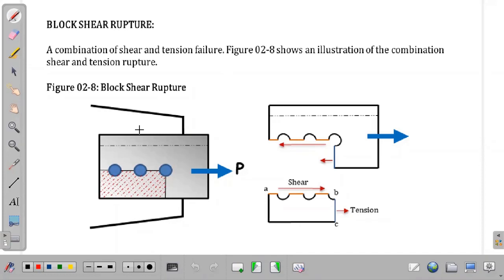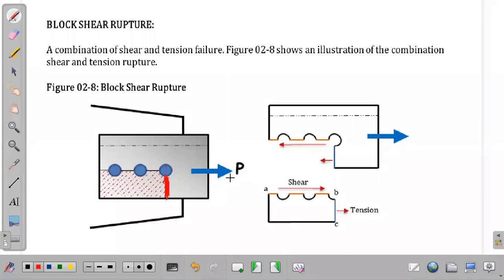shear. When we say block shear, that is a combination of the shear and tension rupture. We have tension, we have shear. We call it block shear rupture, a combination of shear and tension rupture. Okay? So when our plate, the gusset plate, fails, that failure will be our tension.